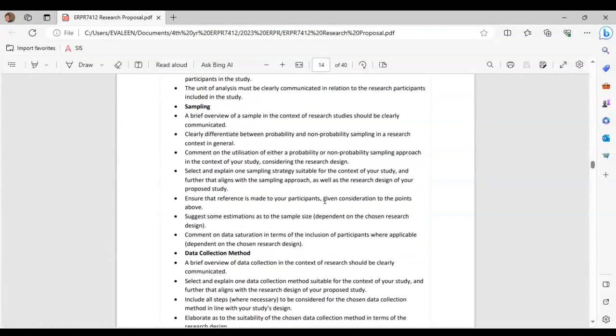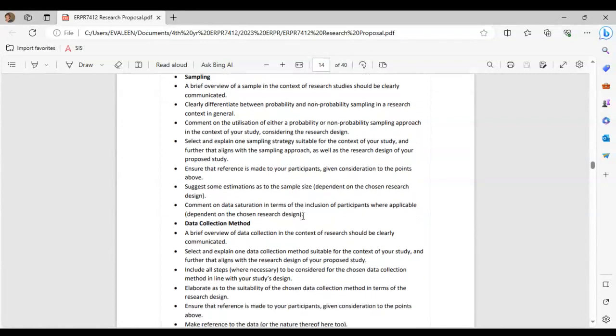Ensure that reference is made to your participants and the sample size that you're doing. Remember, it's a small sample because you want to go deep with your research. So only about 5 people.